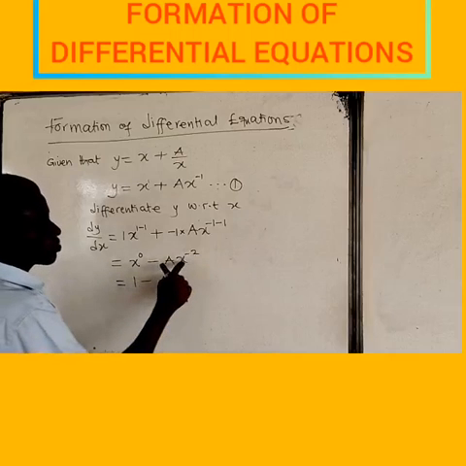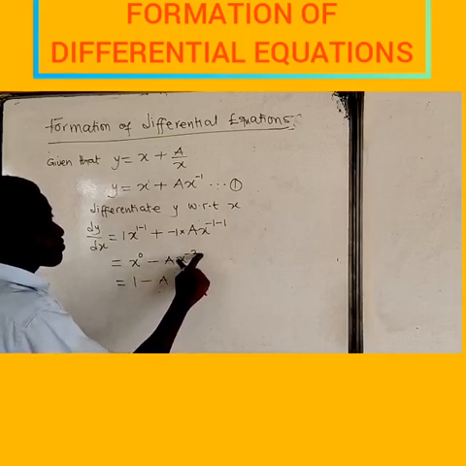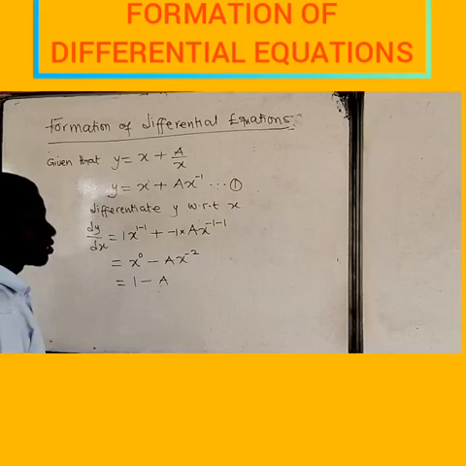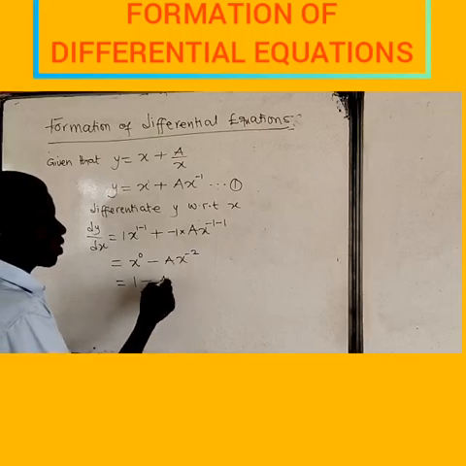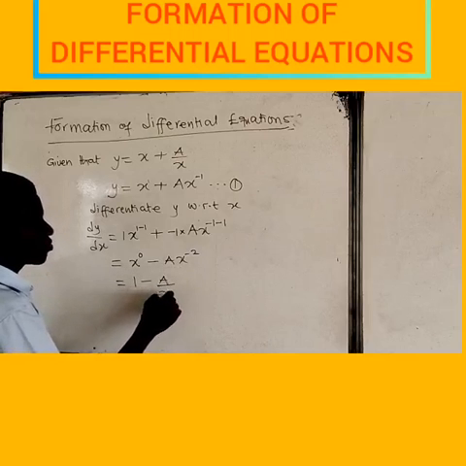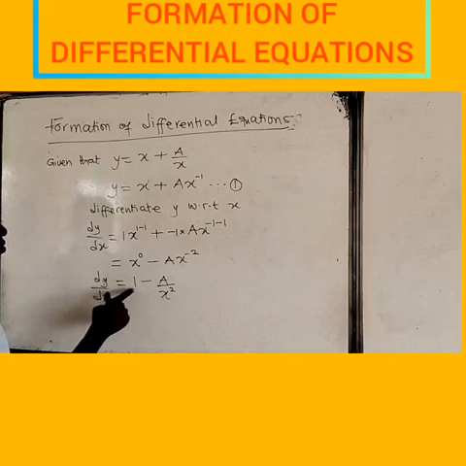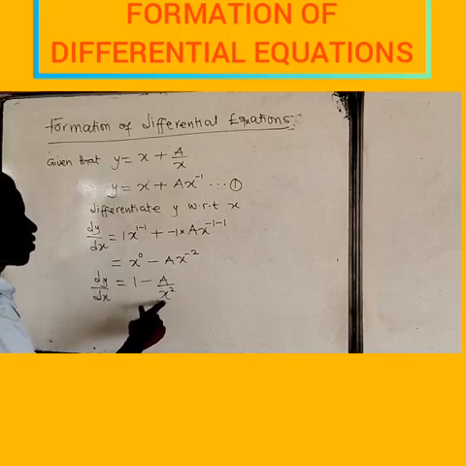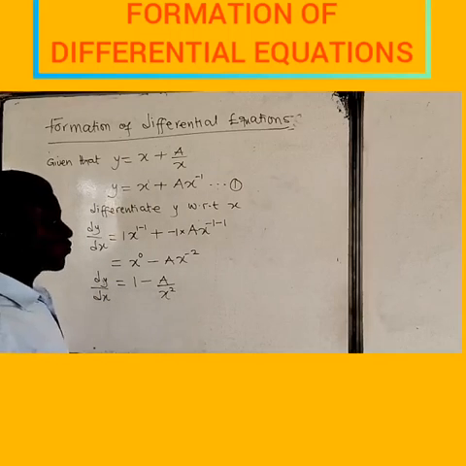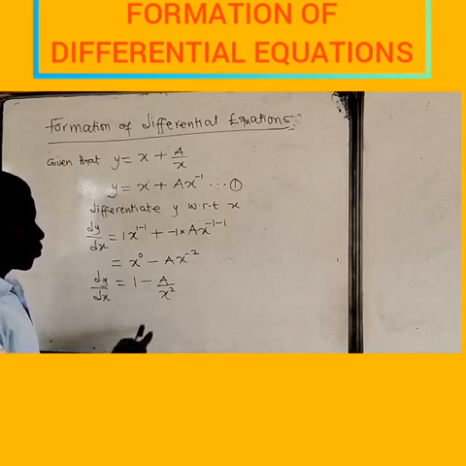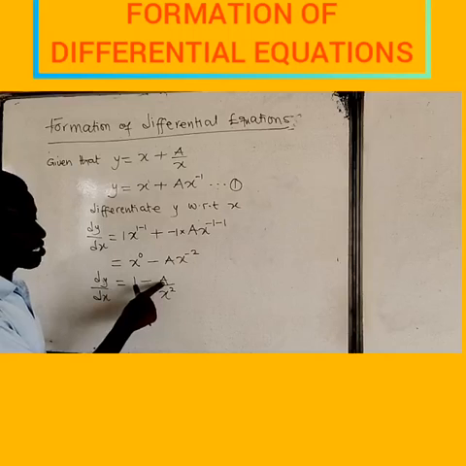Now, because the power of x is -2, we can find the reciprocal so that we get a positive index. So we have to find the reciprocal of this, and we have x raised to the power 2. So we have dy dx equal to 1 minus a over x squared. And we said that to form differential equation, we have to eliminate the arbitrary constant. So we still have the arbitrary constant present in the equation.